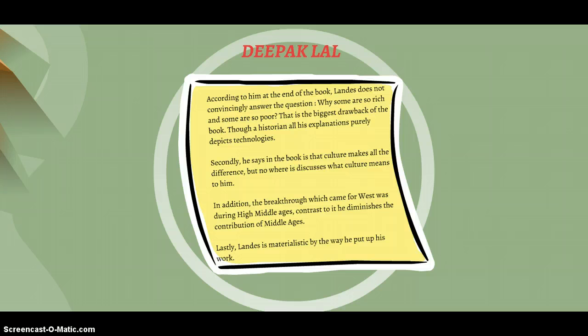According to the author Deepak Lal, he doesn't believe in what Landes has to say, and he believes that Landes did not convincingly answer the question of why some are rich and some are so poor, which is the biggest drawback of the book. Secondly, he says that in the book Landes has stressed a lot on culture, but what culture actually means to him, he has not discussed anywhere. In addition, he says that Landes neglected the contribution of the Middle Ages to the Western world. And lastly, he believes that Landes is materialistic by the way he has put up his work.